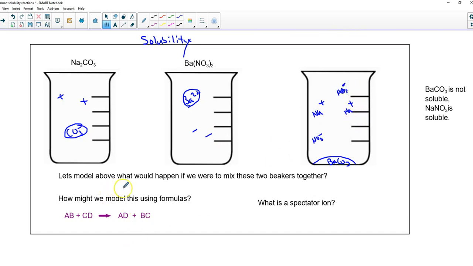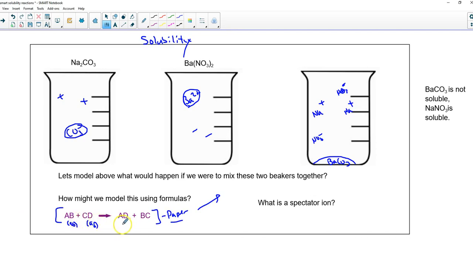So let's model above, and if we mix together, what happens? How might we model this? Now, this is a model that we're going to use a lot for this particular type of reaction. Two dissolved solutions, two liquids we're going to pour together, and we're going to see, is there a different combination of ions that have different solubilities? Now, just because I put something on paper here doesn't mean it's going to happen in the beaker. So I have to be able to look and see what those things are.